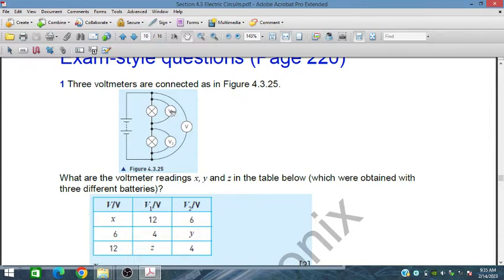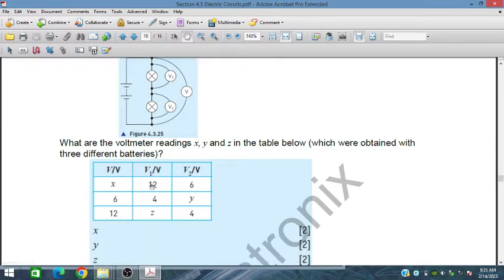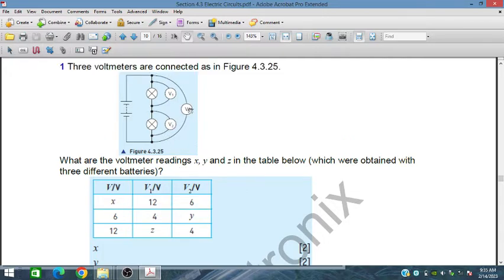So this V1 is basically given X, 12 and this is 6 volts. So this X is basically V. So this voltage is 12 volt and this voltage is 6 volts. So this voltage should be 18 volts. So this is 18.